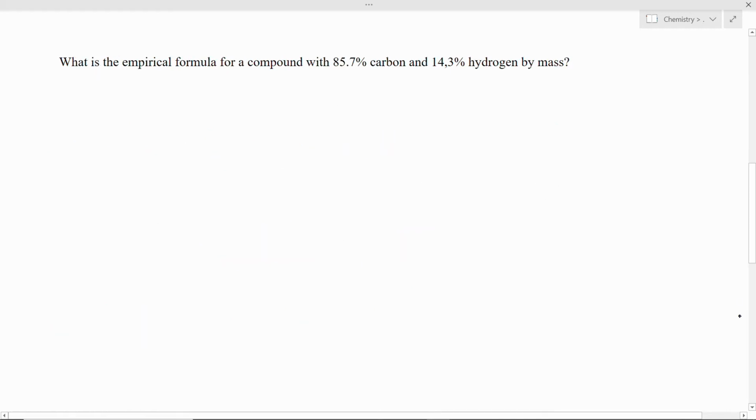Now let's do another example. What is the empirical formula for a compound with 85.7% carbon and 14.3% hydrogen by mass? Pause the video and see if you can figure out the answer to this question. Like in the previous example, we put these percentages over the atomic mass of the corresponding element. So we have 85.7 over the atomic mass of carbon, which is 12.01. And for hydrogen, we also have 14.3 over 1.01. So this is for hydrogen, and this is for carbon.